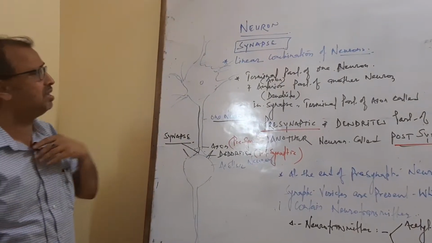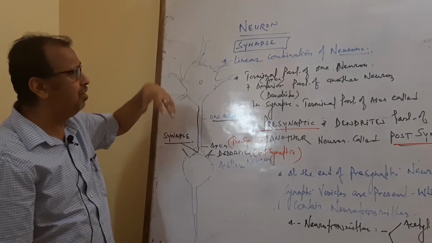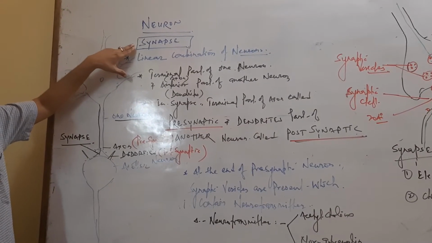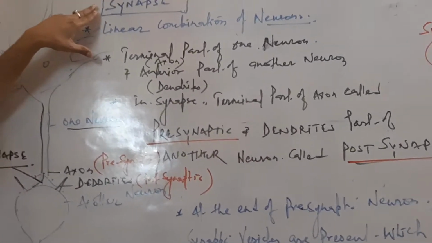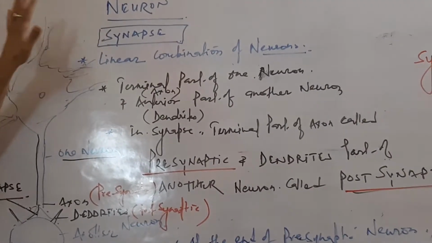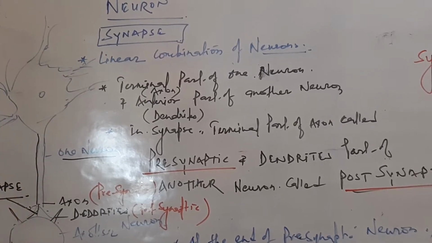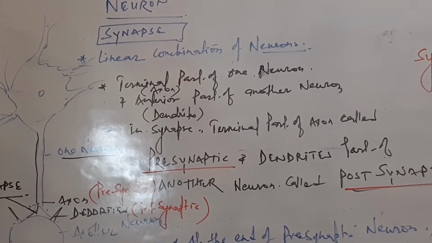Now we start the connection of one neuron to another neuron. This connection is called a synapse. So now we are going to start the synapse. What is a synapse? How does the synapse form? What is the purpose of the formation of the synapse in a nerve cell?